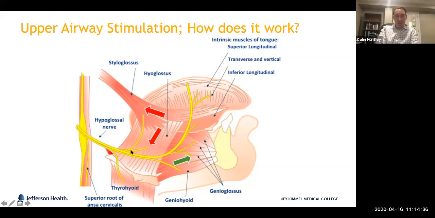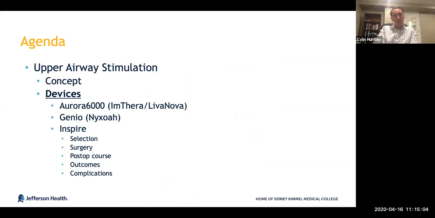The other thing that we can see here is that there's a specific branching pattern, meaning we see takeoffs of nerve fibers innervating the retrusors, meaning the styloglossus and hyoglossus, early on, whereas the innervation to the genioglossus and the intrinsic muscle of the tongue is later. And this will be an important point when we start talking about the Inspire and Genio device.